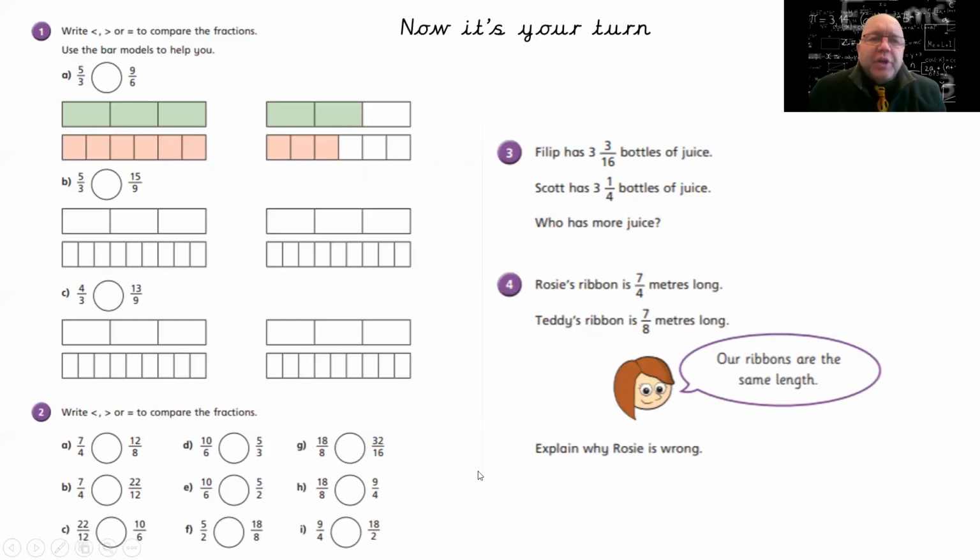Right, your turn. Just 4 questions today. It would be really good if everyone made it to the end of this task. Have a go at all 4, because number 4 is quite straightforward, actually.